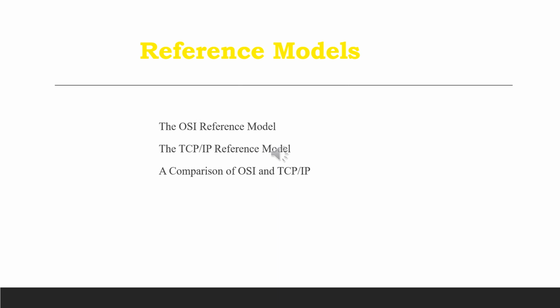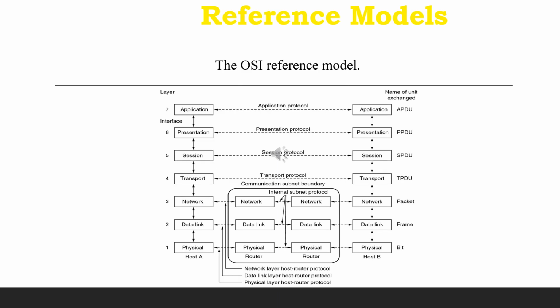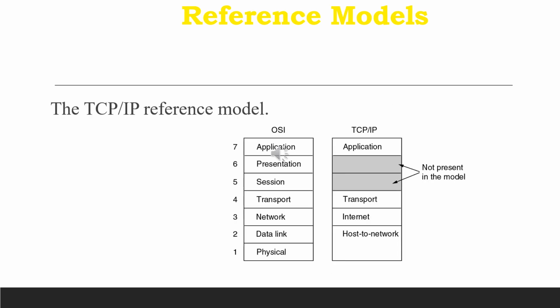TCP/IP reference model is same as an internet model. Now we're going to compare both of them. In OSI we have 7 layers. In TCP/IP basically we have 4 layers. We combine physical layer and data link layer to host to network, and session and presentation layers are missing in TCP/IP.